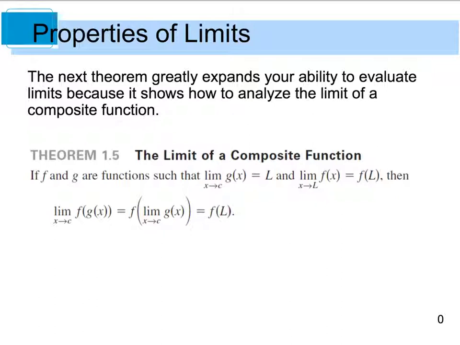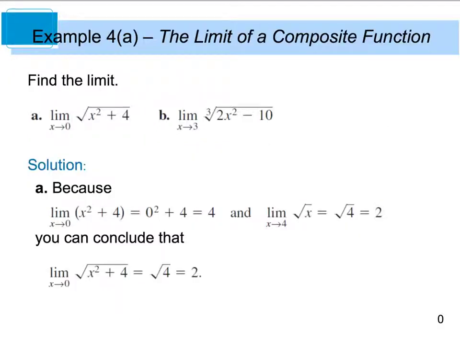Also, what we can do is composite functions, or functions inside of functions. So if we know that as x approaches C, g of x equals L, and we're trying to find the limit of f of g of x, basically we're going to plug it in for g of x, simplify it, and then plug that into f of x. So if we're going to find the limit of the square root of x squared plus 4 as x approaches 0, all we're going to do is directly substitute in the 0 for x. We get 0 squared plus 4, which equals 4.